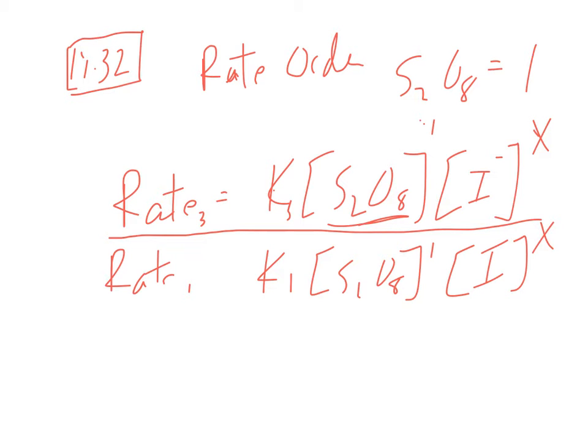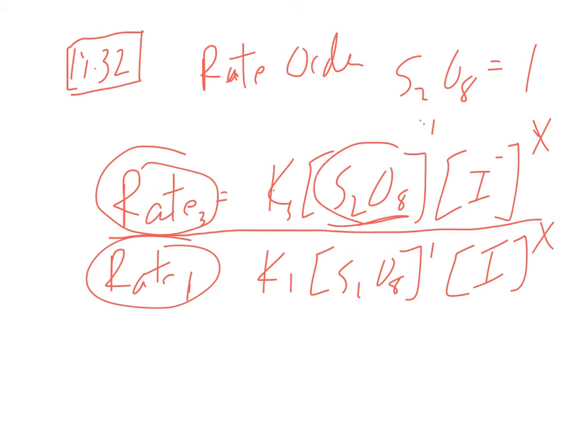I'm going to compare that to the rate from experiment 1, which is equal to, of course, the K value from experiment 1, S2O8 raised to the first power, and iodine raised to the x power. Now I'm going to substitute in values for the rate of 3, the rate of 1, the S2O8 concentration, and the S2O8 concentration from number 1. And I'm also going to eliminate K3 divided by K1. Since they're both constants, they should have the same constant, they should cancel out.